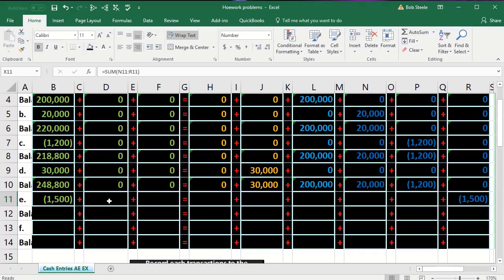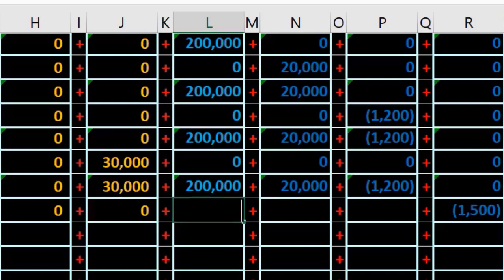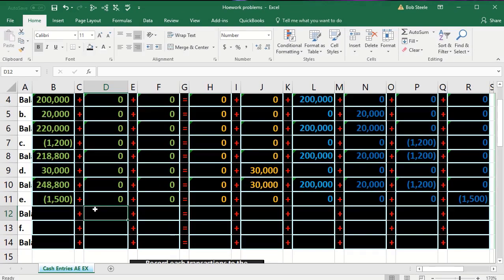I'm gonna go ahead and put in the zeros for the rest of the transactions. I'm in cell D11, zero, tab, tab, F11, zero, tab, tab, H11, zero, tab, tab, J11, zero, tab, tab, L11, zero, tab, tab, N11, zero, tab, tab, P11, zero, tab, tab, and enter. Now we're gonna bring down the balance.